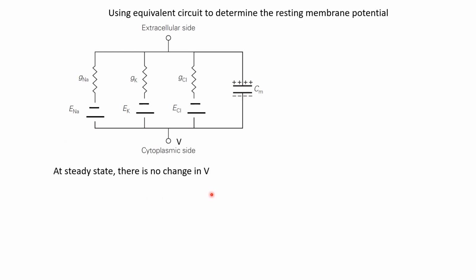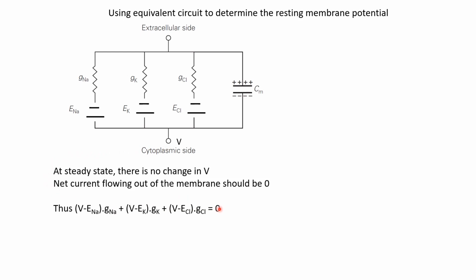So if we apply that condition, then we can write that the total current flowing out should be zero. So V minus ENA times GNA plus V minus EK times GK plus V minus ECL times GCL. All these terms together denote the current flowing out through the membrane, and that should be equal to zero. And if we rearrange these terms, we can get V equals ENA times GNA plus EK times GK plus ECL times GCL, divided by the total conductance GNA plus GK plus GCL.